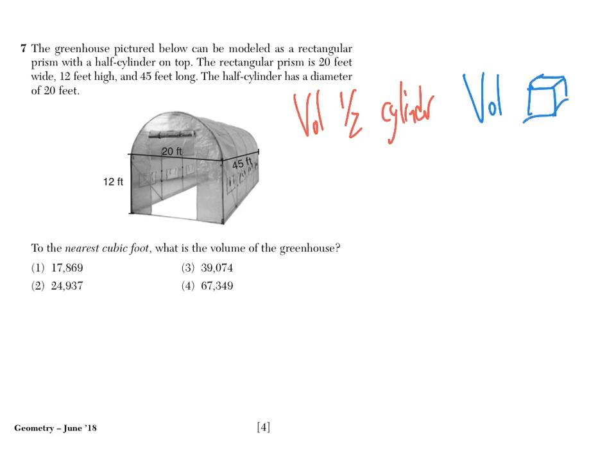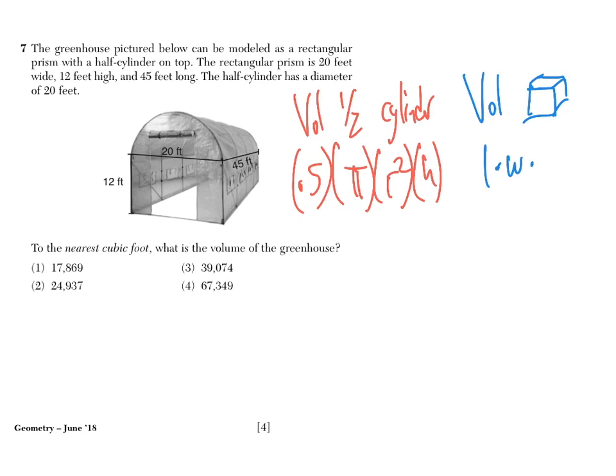So what is the formula of the volume of the half cylinder? We remember that it's 0.5 times pi times r squared times the height. The volume of this rectangular prism, of course, is length times width times height. So let's plug in our values, add both the half cylinder and the rectangular prism, and we'll get the volume of the greenhouse. So I know that it's going to be 0.5 times pi times r squared.